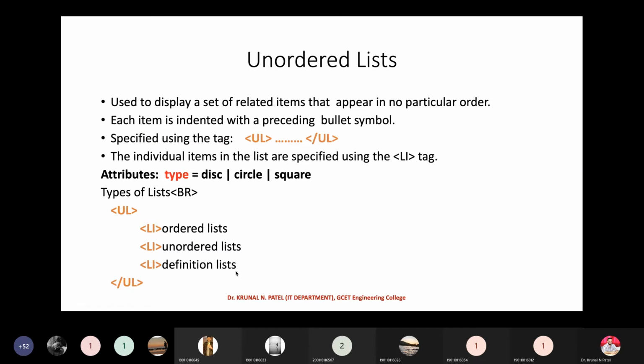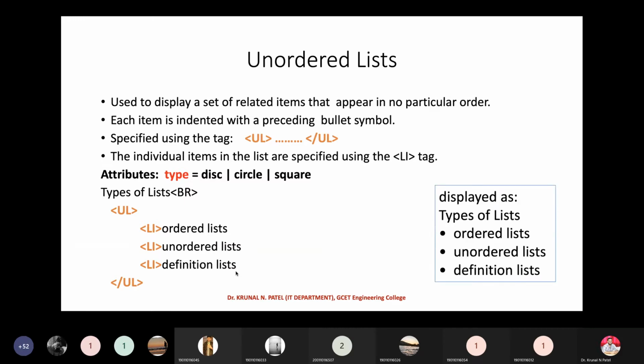Next is the unordered list. So here, instead of OL, we are going for UL, right? And the list items are the same. Okay, so the combination of UL and LI will make the unordered list. Here you can also define the types, because in an unordered list there are no numberings, because we don't want to maintain a sequence, right?